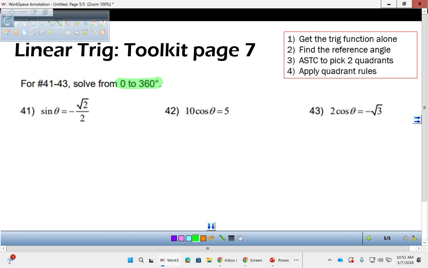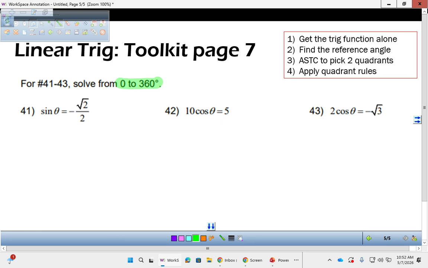The first step says get the trig function alone. So if you peek ahead, you can see I'm eventually going to have to do some math to get the trig function alone. All of the math is really basic. You don't have a calculator. So get the trig function alone. In number 41, that's already done for me. The next thing I have to do is find the reference angle.